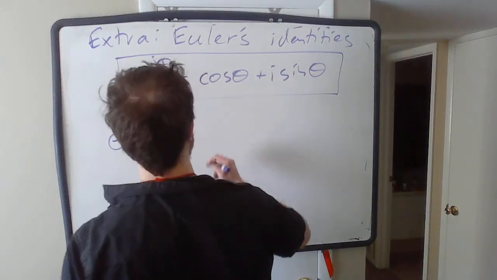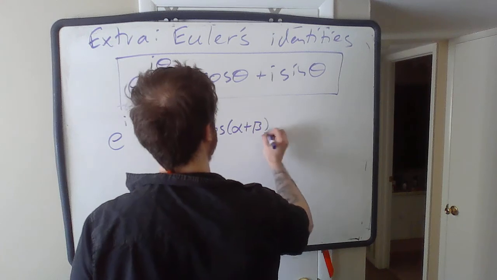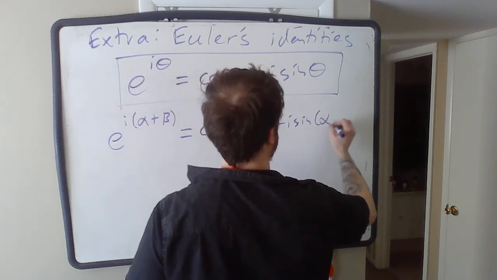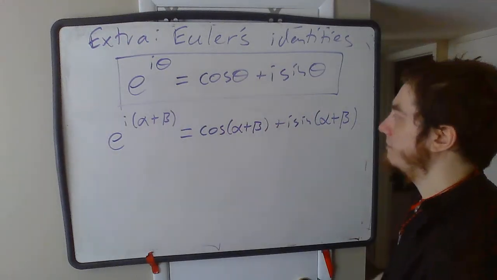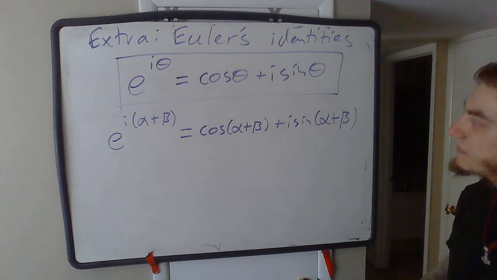So one way that I could write this down would be that this is going to be the cosine of alpha plus beta plus i times the sine of alpha plus beta. Okay, so that's what I was writing down a moment ago. I guess there was no point in erasing it and starting over, but whatever, we've already done it.